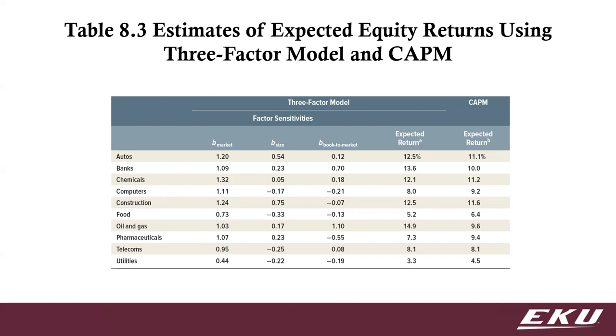And if you notice, they have a beta for the market, and then a beta for size, that's the small minus big returns, and then the book to market, the high minus low book to market. And then you see the expected return of those and the expected return of CAPM. And sometimes that can be a better explanatory for it.